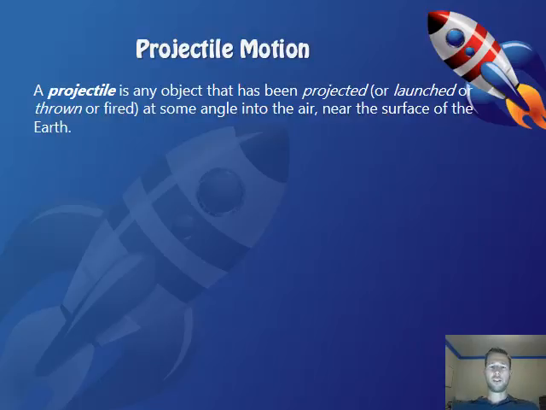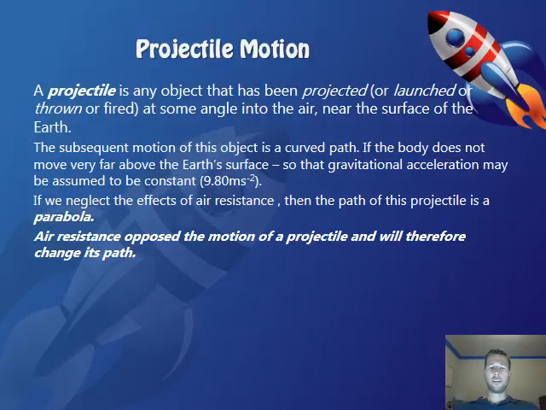A projectile is an object that has been launched at some angle into the air near the surface of the Earth. The motion of this projectile is a curved path, which is in the shape of a parabola. When the object is near the surface of the Earth, and it doesn't move very far away from that, we can assume that the force of gravity on the object is approximately constant.